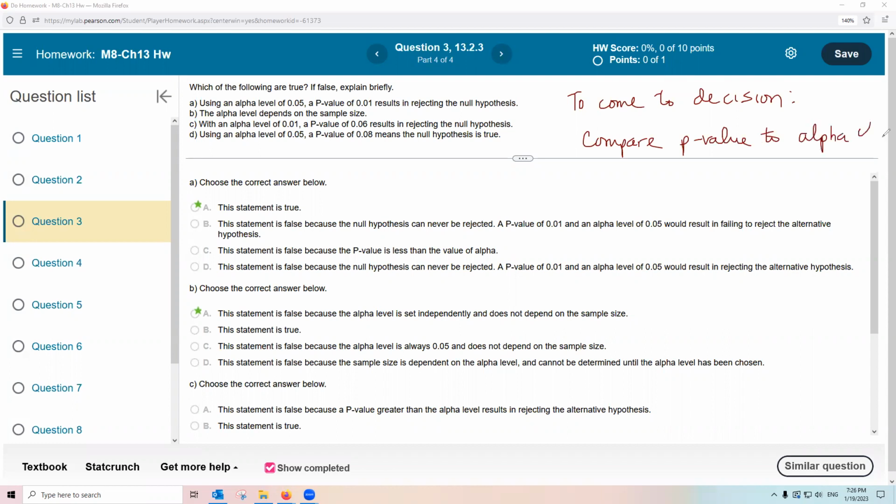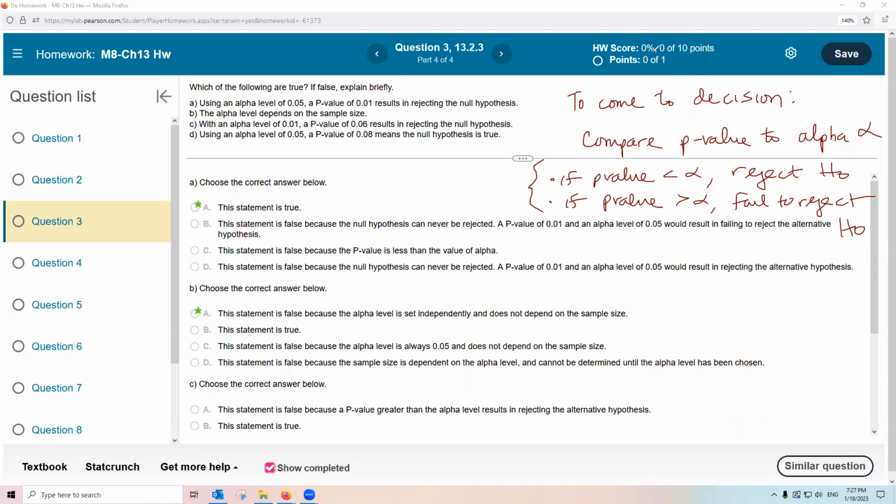Use the Greek letter alpha like that. If the p-value is less than alpha, you reject the null hypothesis. If the p-value is greater than alpha, you fail to reject the null hypothesis. All right, this is important because this is like the decision criteria we need here.